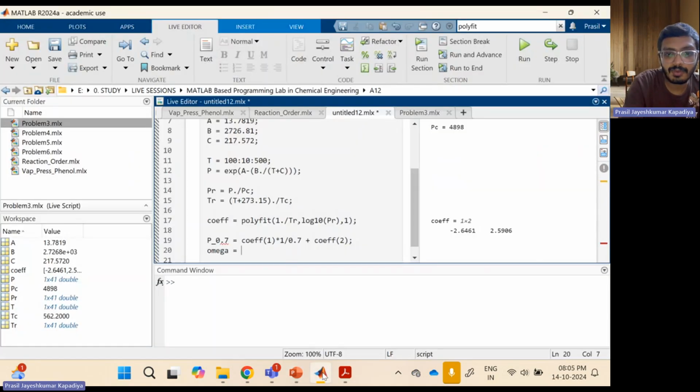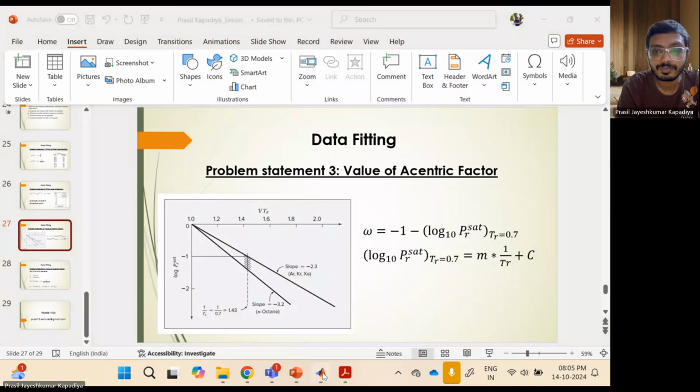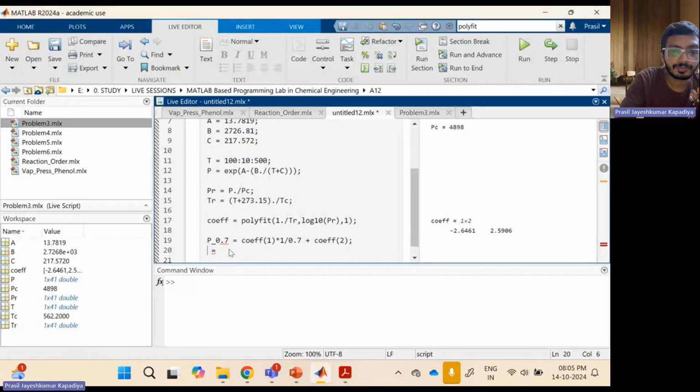Omega is equal to, or let's write eccentric factor. I can't write like this, so I need to put it as -1 minus log P_0.7. I am just writing log P, so it's not a confusion. So this will give me the value of the eccentric factor.